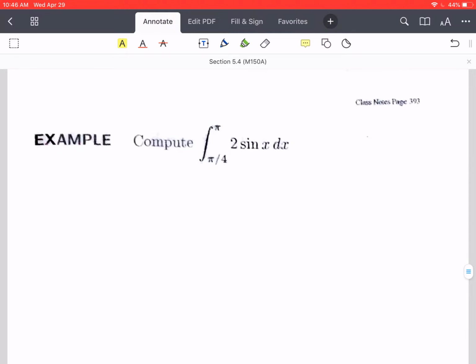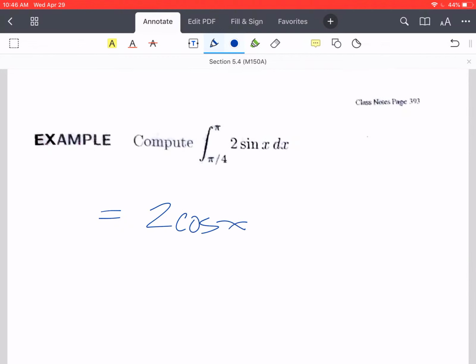So let's compute the integral from pi over 4 to pi of 2 sine of x dx. So we need to take the antiderivative. The 2 is a constant multiple, so the 2 isn't going to do anything. And we need to take the antiderivative of sine of x. So we ask ourselves, I had a function, I took its derivative, it gave me sine. What was that function? The derivative of cosine is negative sine, so in order to get the positive sine, it needed to be a negative cosine. So the derivative of negative cosine of x is sine of x, so the antiderivative of sine of x is negative cosine of x. Okay? And then this gets evaluated from pi over 4 to pi.